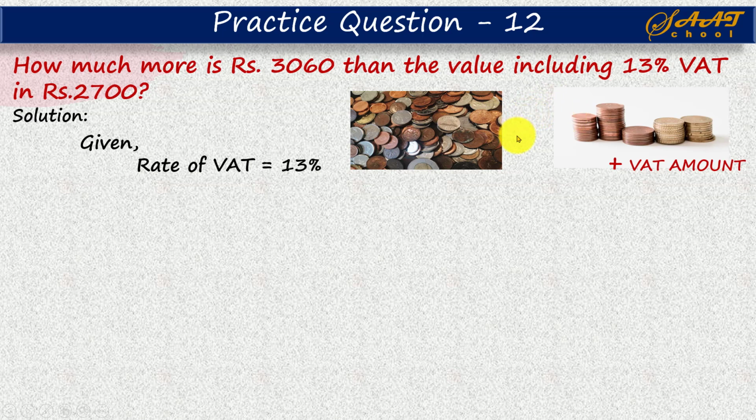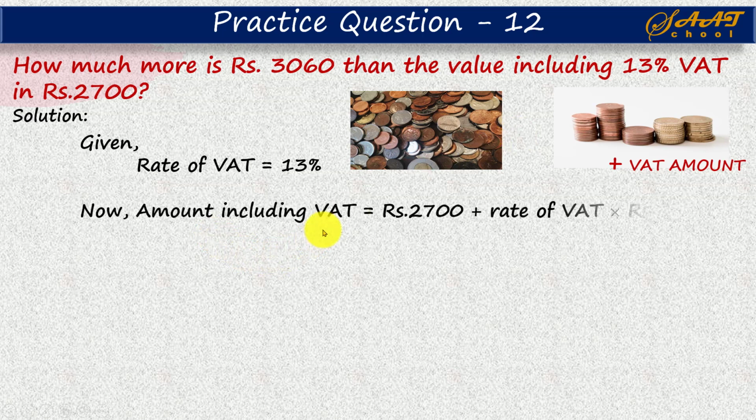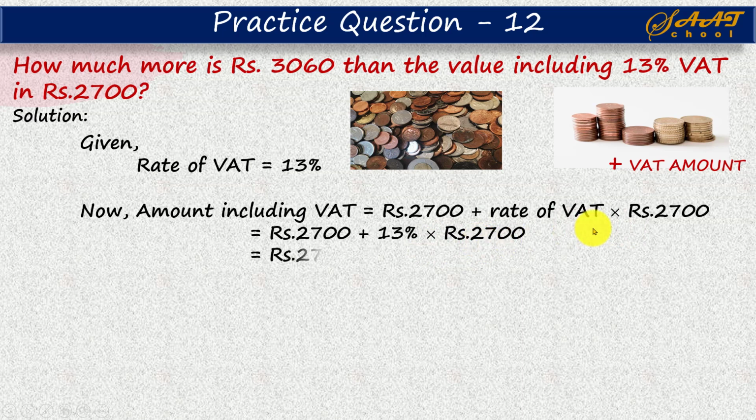We have rate of VAT, which is 13%. So once we have rate of VAT, we can find amount including VAT. For this one, we don't have to find amount here, we have to find amount including VAT, because it is given in the question including 13% VAT in 2700. So amount including VAT will be 2700 plus rate of VAT of 2700. Now we have rate of VAT which is 13%. Now we have to find 13% of 2700, which is equal to Rs 351. So this is 13% of this amount.